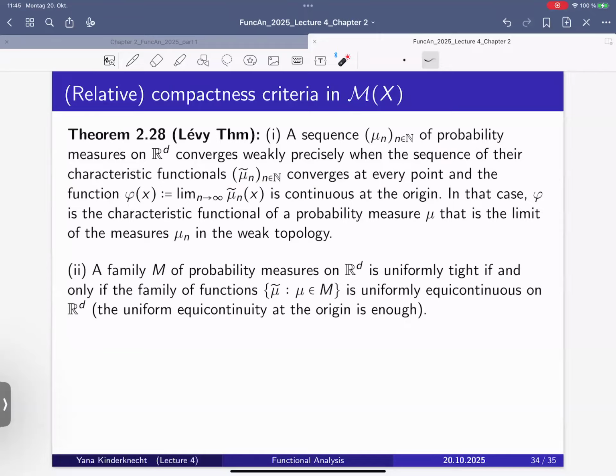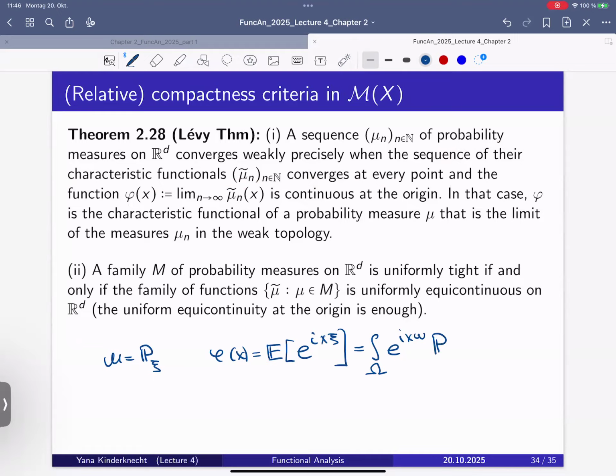Okay. Let me have a probability measure mu, which is the distribution of some random variable psi, the law of the random variable psi. On one hand, what is phi of x? It is the expectation of e to the i x psi. This is the characteristic function of the random variable psi. By definition, it is the integral of e^{i x psi(omega)} P(d omega). Expectation is the integral over the probability measure.